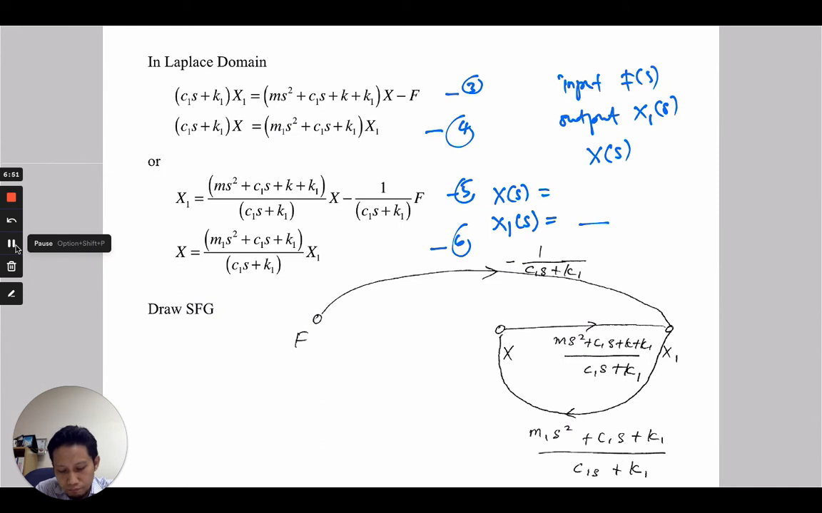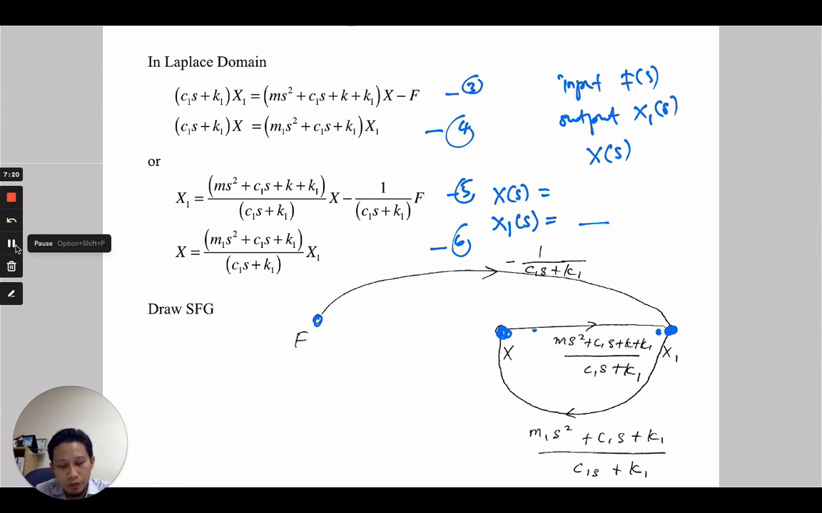So for the SFG, the first thing is we need to put the input at the front. We have to put input f, and then we need to come up with x over here, and the final one is x1 as the output. So you draw the relationship between x and x1 to the f.